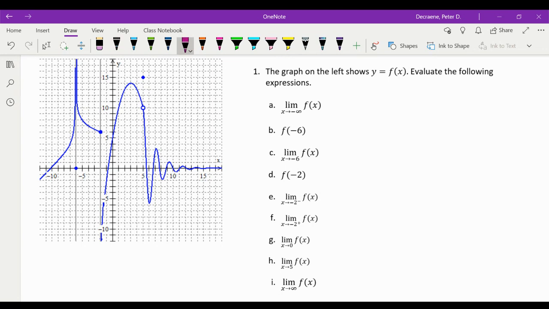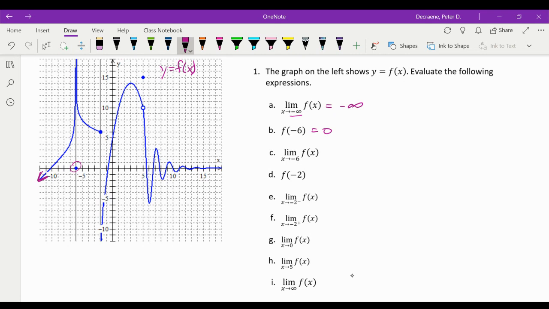So let's start out with this particular function. This is the graph of y equals f of x. And so the limit as x goes to negative infinity of f of x. Let's see, as x goes to the left all the way off, that graph appears to be going down. So that's going to be negative infinity. f of negative 6 is the value of the function at negative 6, and that's going to be that point right there, so that's 0.